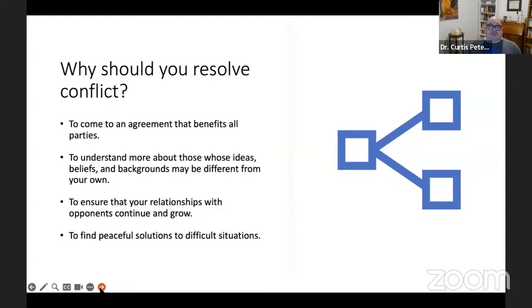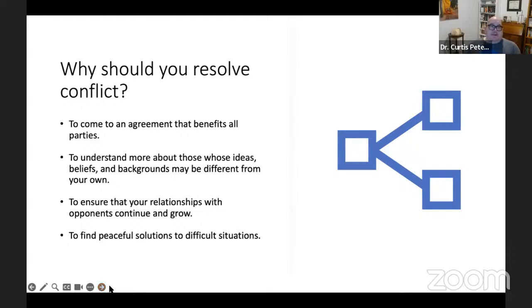A lot of conflict you will find in the group setting comes from people who may be there for the same reason, but they have two different experiences that brought them there. One may feel that their experience trumps another person's experience. Okay, no pun intended. Another reason is to ensure that your relationship continues to grow. We want to see our differences and come to a common resolution so that we can continue to develop peacefully. In the end, we want to find a peaceful solution to a difficult situation.